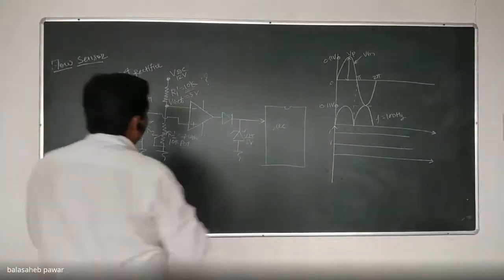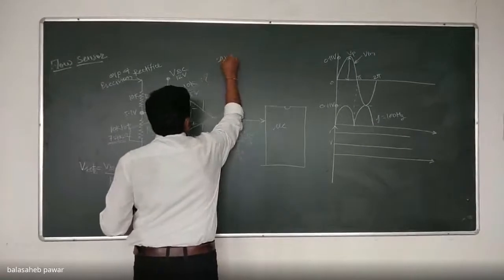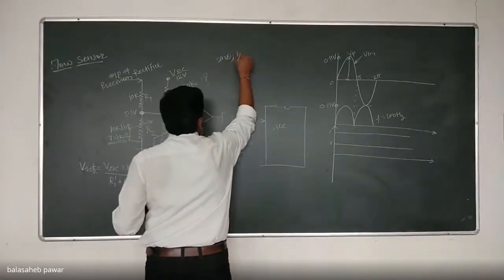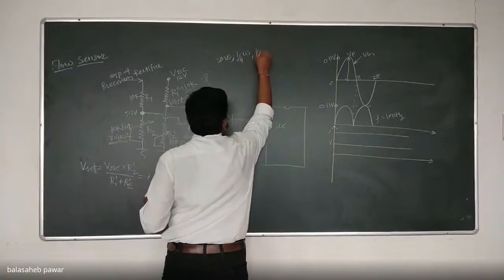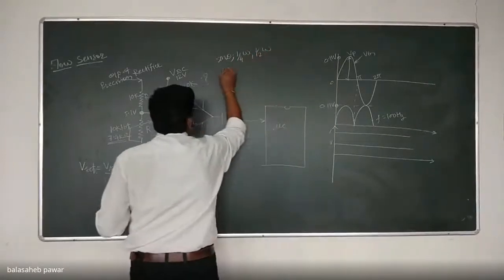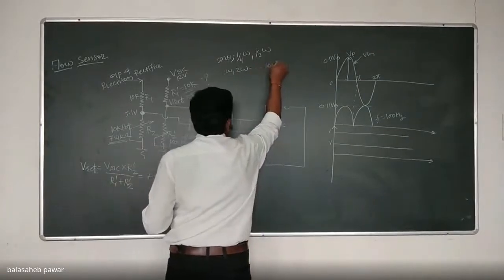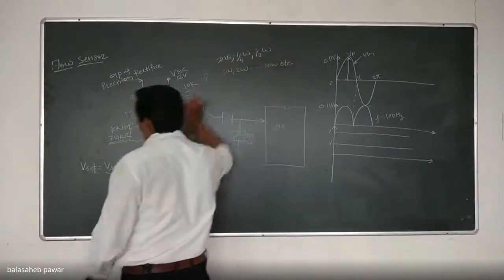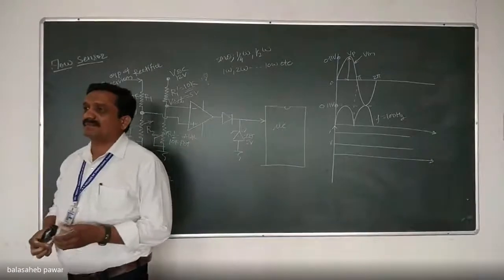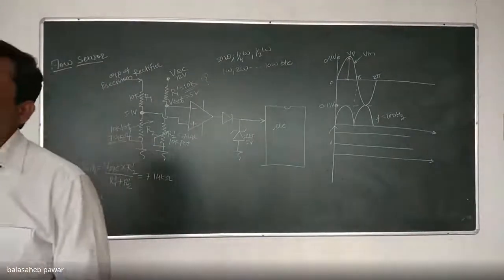See, this 10K resistor will be available in SMD form, right? That 10 kilo ohm resistor will be available in SMD form. It will be available in quarter watt, half watt, 1 watt, 2 watt, 10 watt, etc. Do you agree with this? Yes, sir.